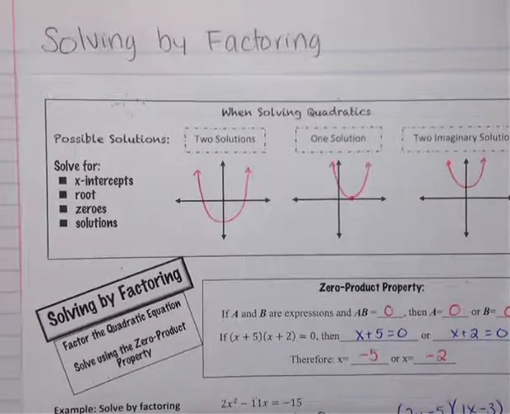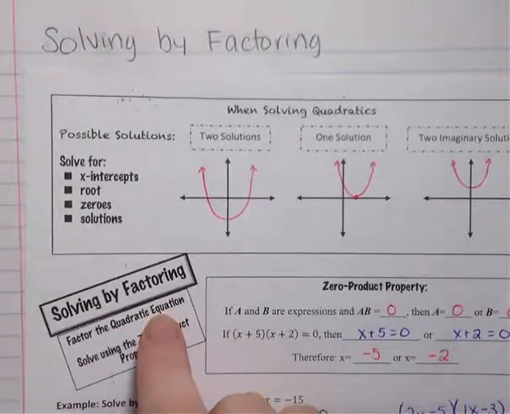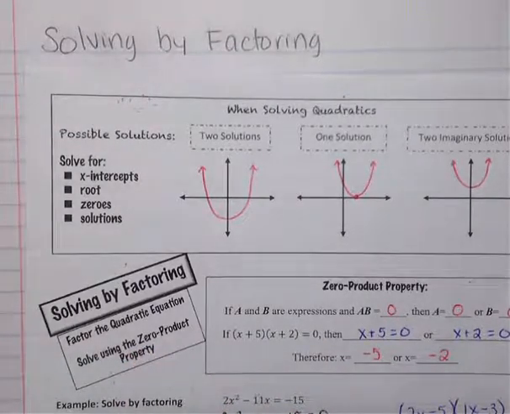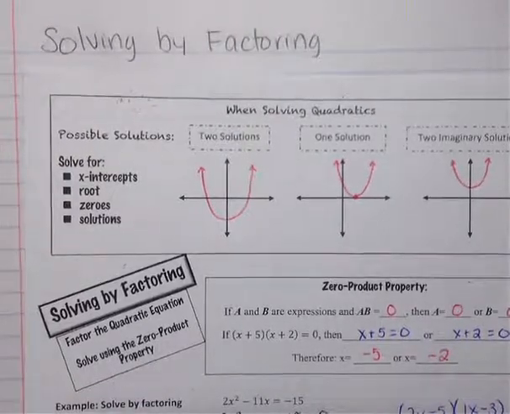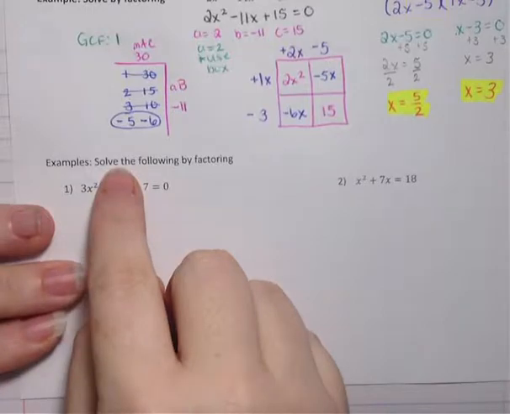This video is on solving by factoring. We're going to be solving by factoring the quadratic equation after it is in standard form, and then we're going to use the zero product property to figure out what values of x will make the equation equal to 0. So these examples we're going to solve by factoring.